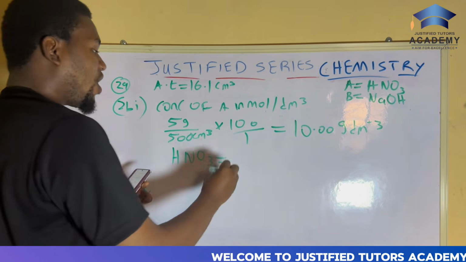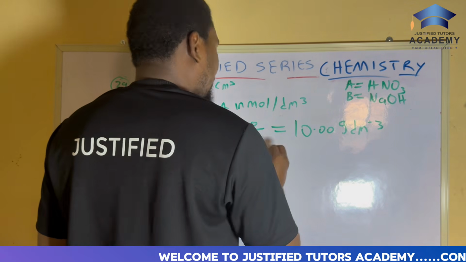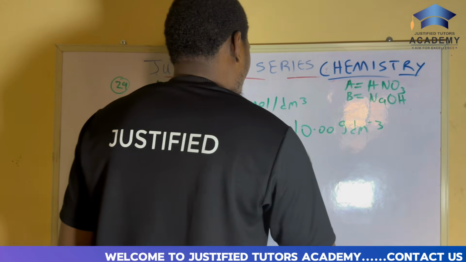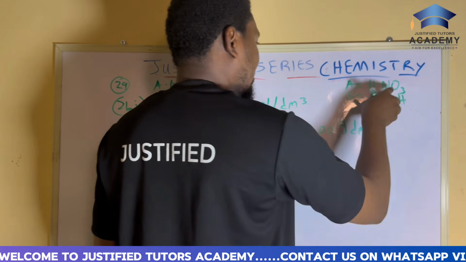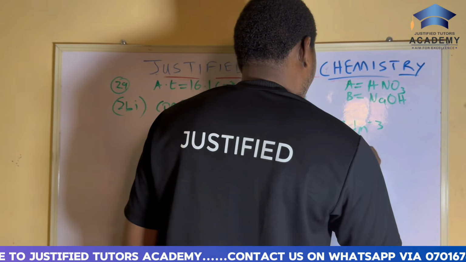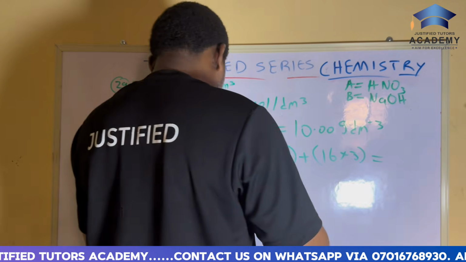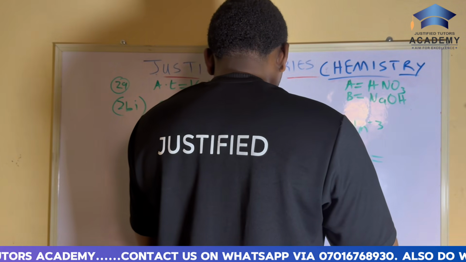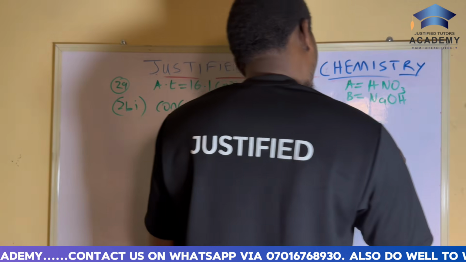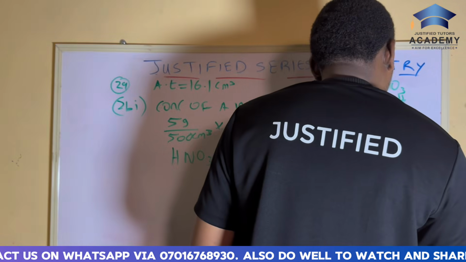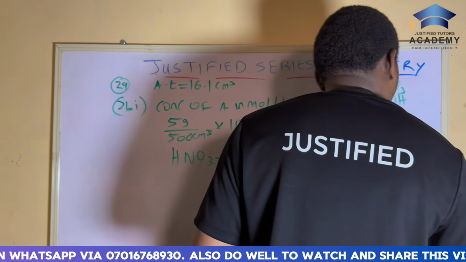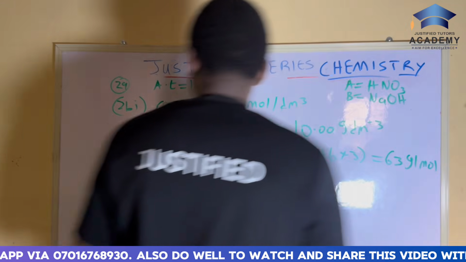The molar mass of HNO3 will be, in brackets, 1 plus N is 14, plus O is 16 times 3. So 1 plus 14 plus 48 gives us 63 gram per mole.